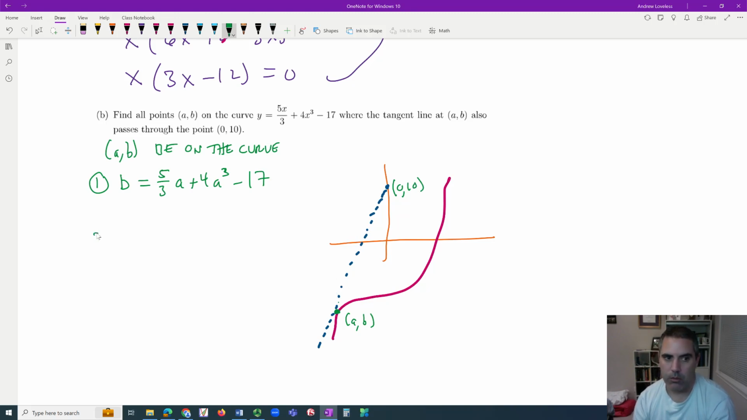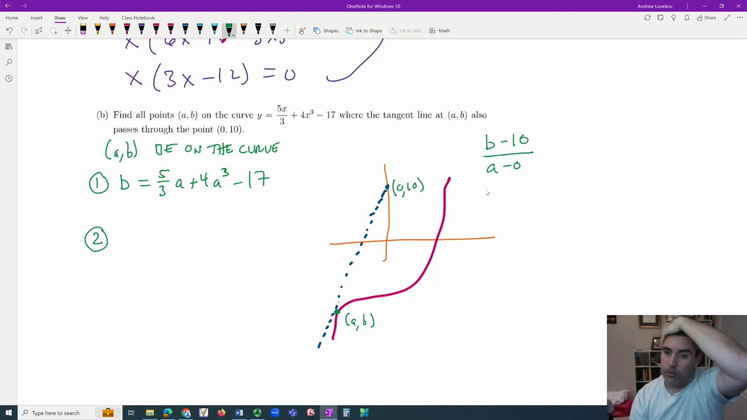Then we're going to consider slope. And it always is these two things. Because you have 2 points, you know the slope. The slope is B minus 10 over A minus 0. You can also write it as 10 minus B over 0 minus A. So this is the slope.